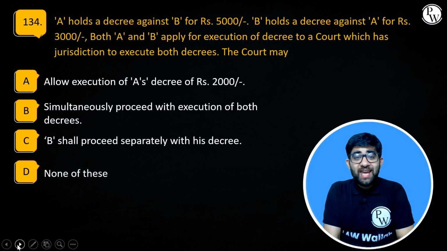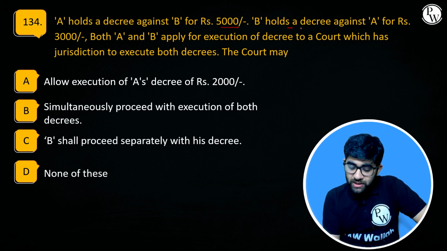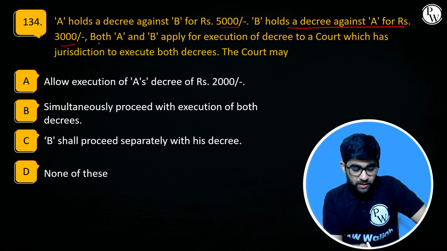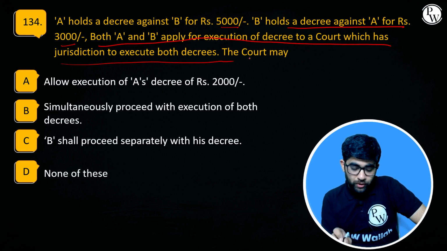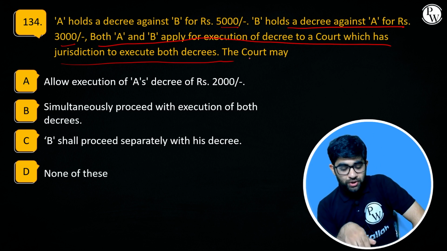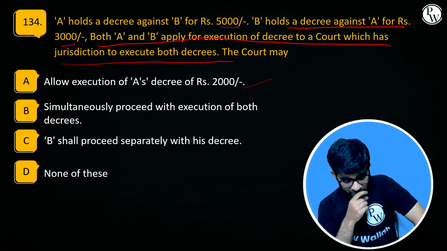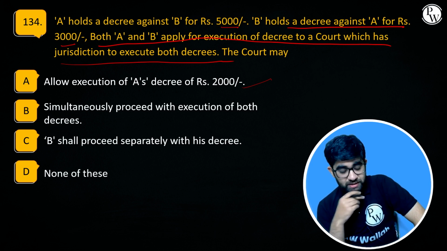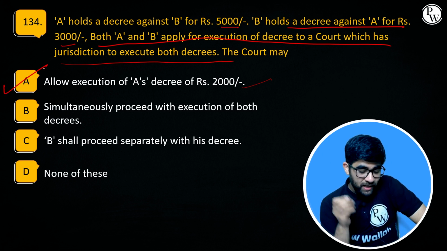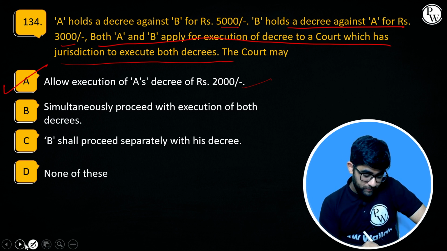134. A holds a decree against B for rupees 5,000. B holds a decree against A for rupees 3,000. Both A and B apply for execution of decree to a court which has jurisdiction to execute both decrees. The court may allow execution of A's decree for rupees 2,000, simultaneously proceed with the execution of both decrees, B shall proceed separately with his decree, or none of these. The answer to this is simple: allow execution of A's decree for rupees 2,000.